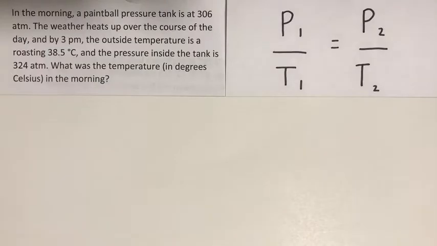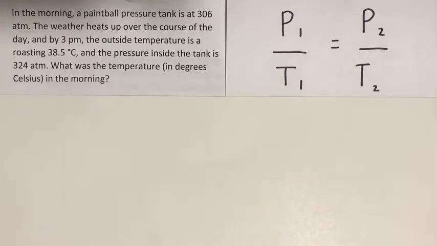Let's move on to practice problem number 2. In the morning, a paintball pressure tank is at 306 atmospheres. The weather heats up over the course of the day, and by 3 p.m. the outside temperature is roasting 38.5 degrees Celsius, and the pressure inside the tank is 324 atmospheres. What was the temperature in degrees Celsius in the morning?